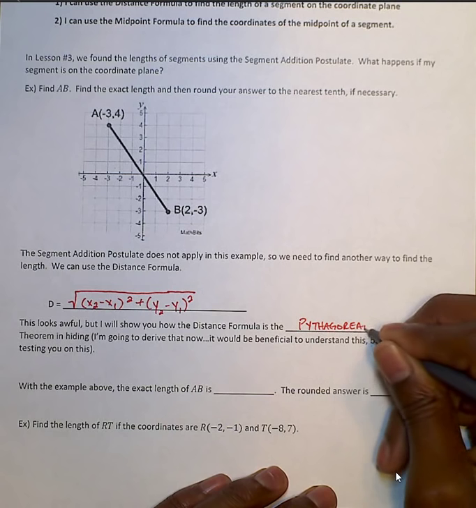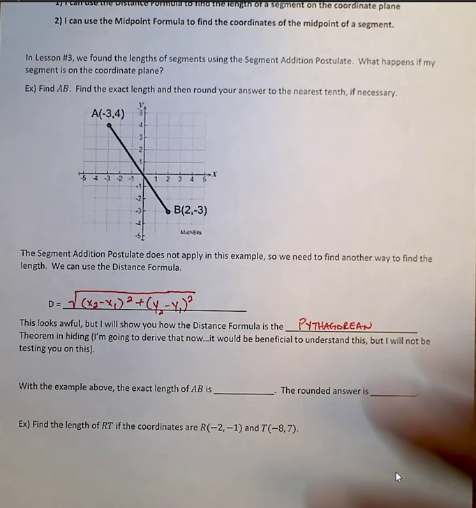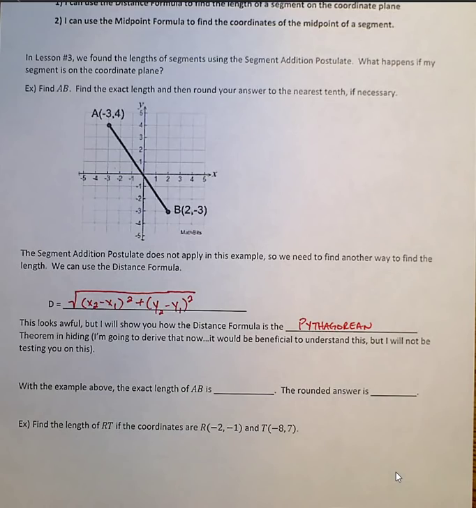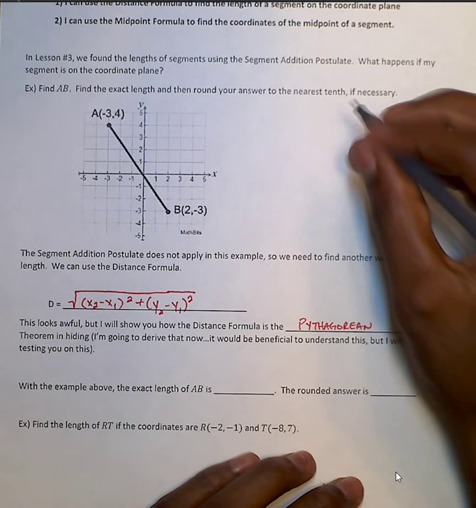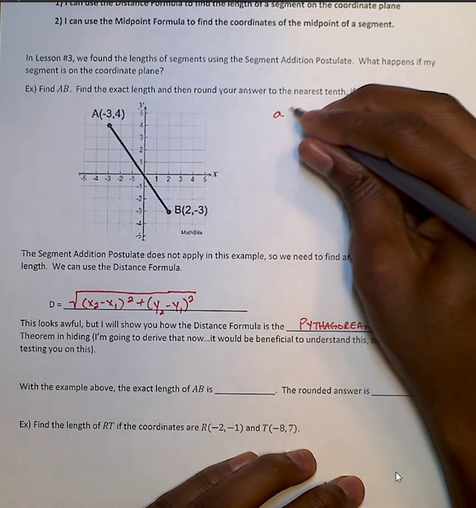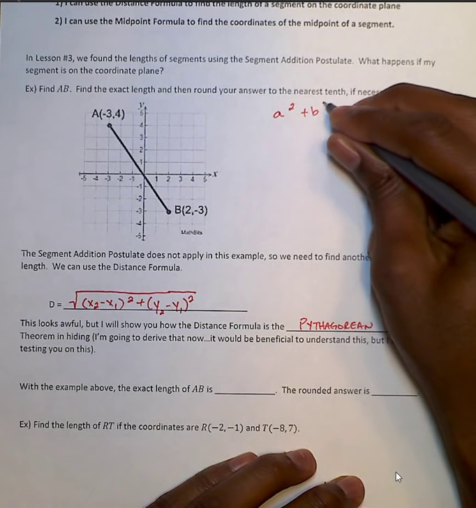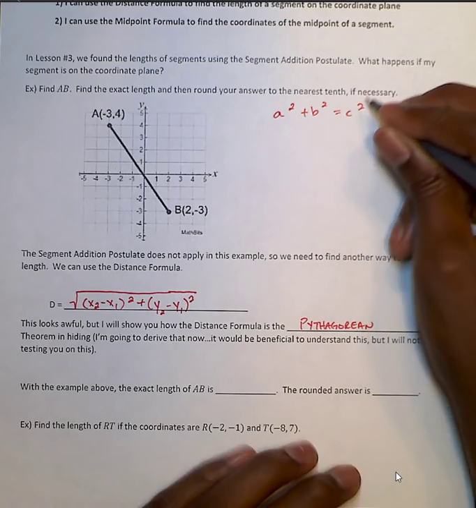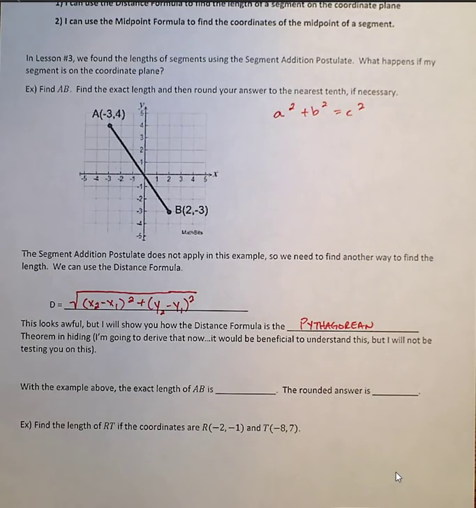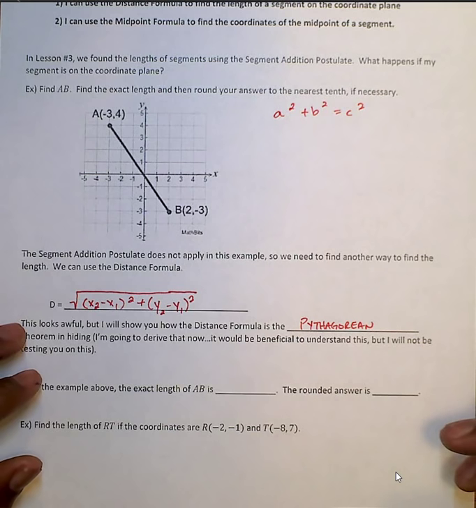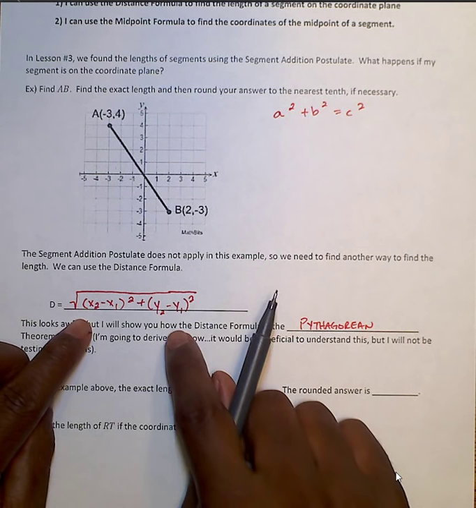It would be beneficial to understand this, but I'm not going to be testing you on whether you know how the distance formula is the Pythagorean theorem. Okay. So remember that Pythagorean's theorem went like this: a squared plus b squared equals c squared. Correct? Okay, well, we can do that same thing here, and actually you can even notice it in the diagram here. We're finding the difference of the x's and the difference of the y's.